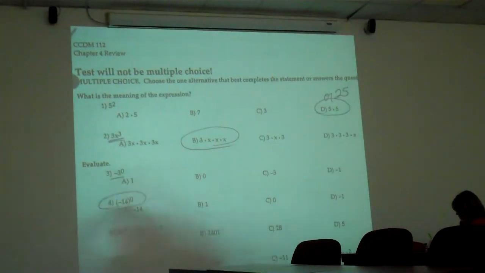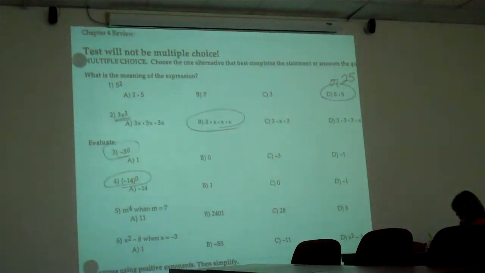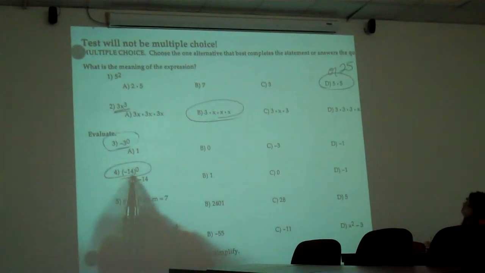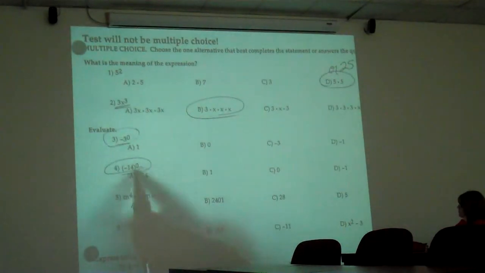Okay, look at these two problems right here. The difference is one of them has parentheses. The negative is inside the parentheses, this to the 0. Okay, anything to the 0 is what? Anything to the 0 is 1.